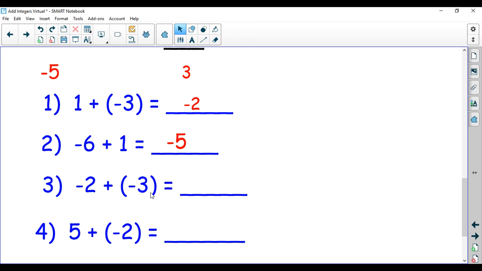We have 2 negatives and 3 negatives. Who's got the advantage? Well, we don't even have any positives, so the negatives have the advantage by 5. We have 5 positives and 2 negatives. Who has the advantage? Positives. By how many? By 3.